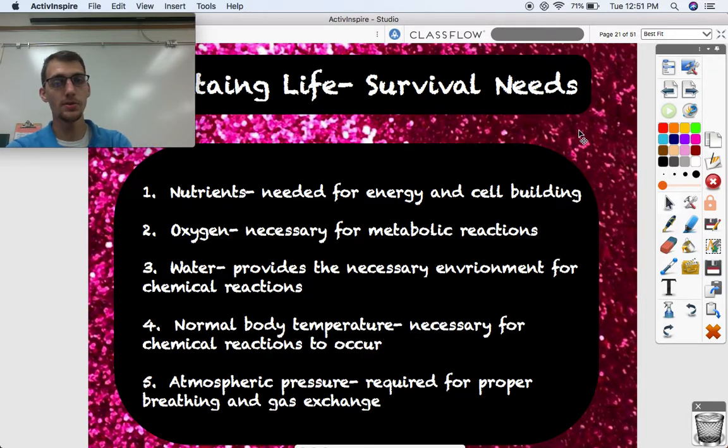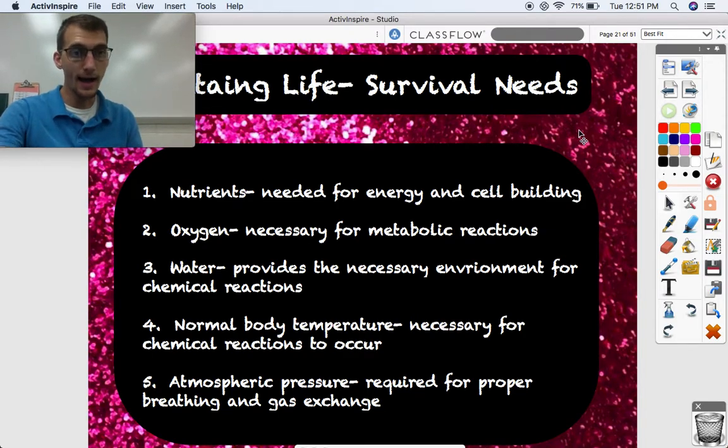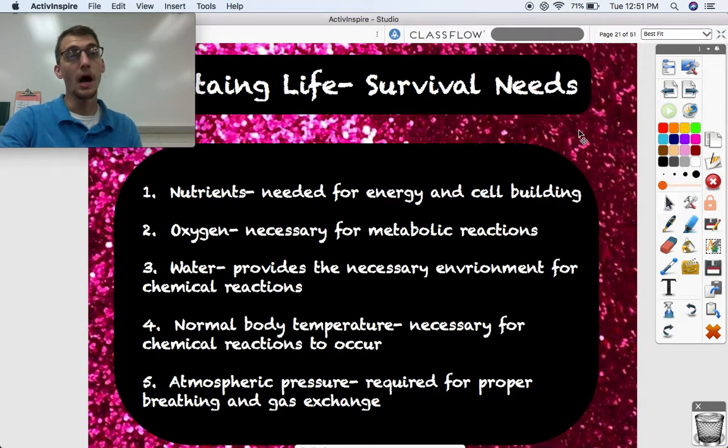Normal body temperature is another survival need of ours. It's necessary for chemical reactions to occur. Okay? If our body temperatures are too high, they can't function. If they're too low, then none of the chemical reactions that make up our metabolism can function at the same rate. But if it's too high, then some of those chemical reactions might not work either.